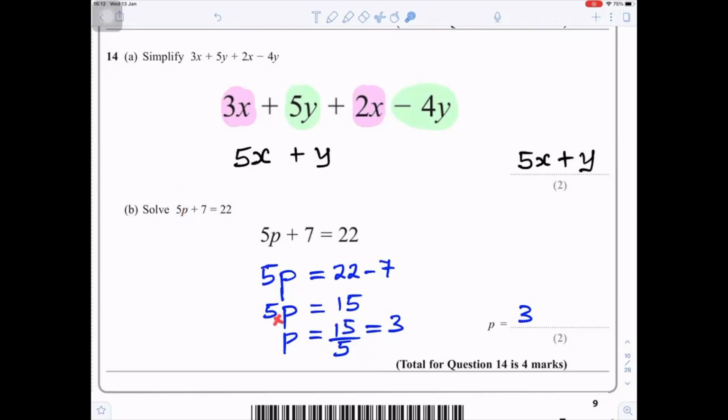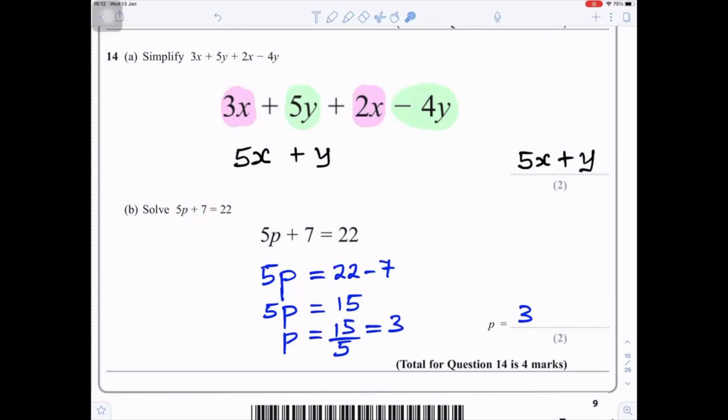It's 5 times p. The inverse of 5 times p is divide by 5. So it's 15 divided by 5, which gives you 3. So think about it this way. The plus 7 is the shoes, and the 5 times that is the socks. Don't remove the socks before the shoes. Remove the shoes first and then the socks. That's how you solve this two-step equation.